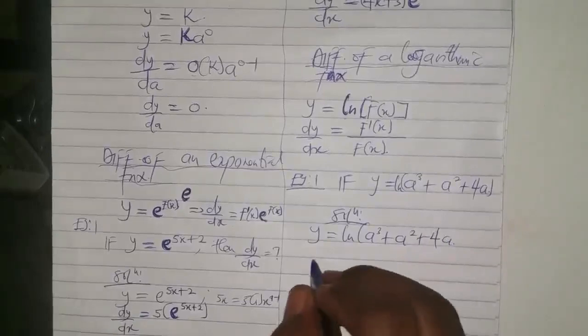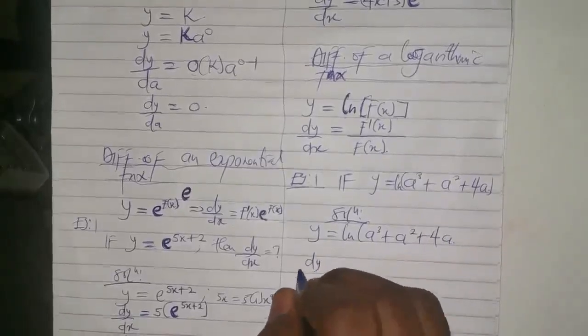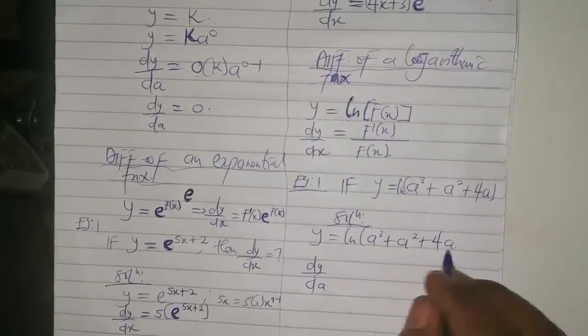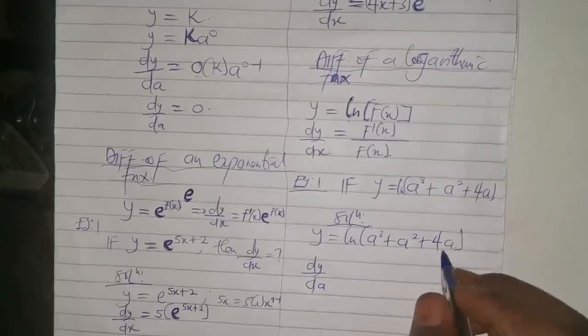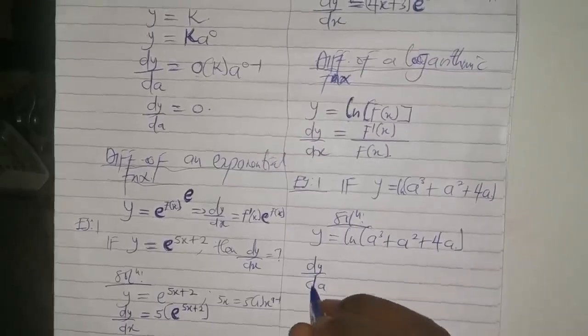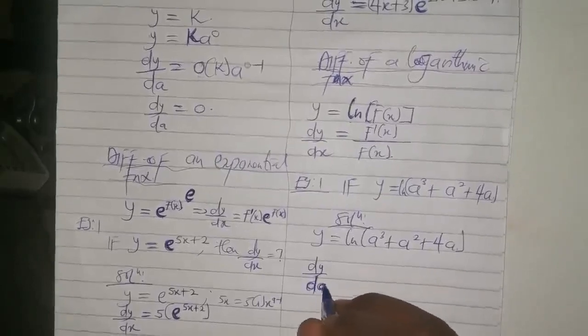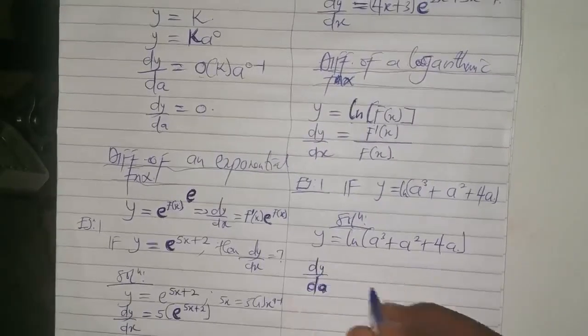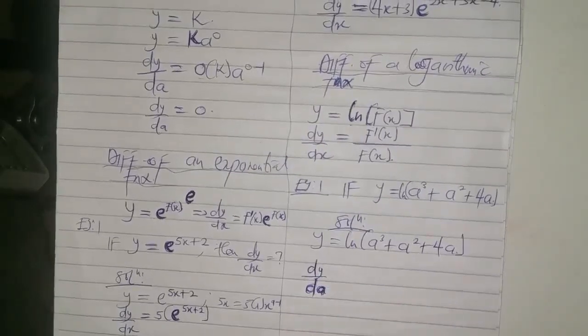So straight away I can say that my dy over da, this one is not x, now this one is what, a. So that's why I always tell you to take into consideration the term in question before you differentiate. It's not always that they'll give you x, at times they'll give you other variables, so you differentiate with respect to that term or that variable.